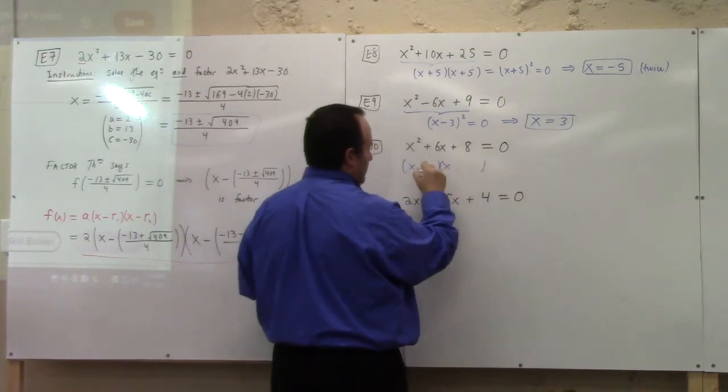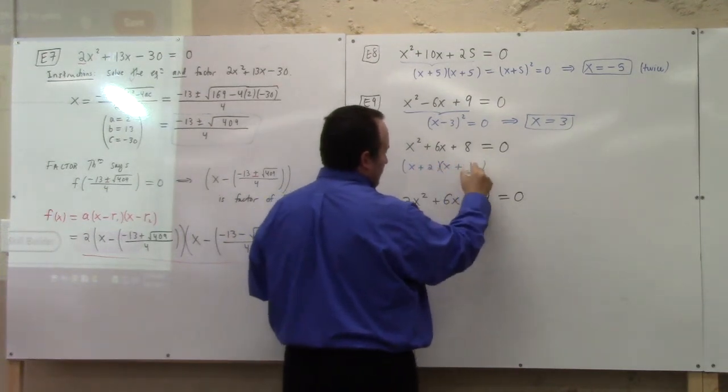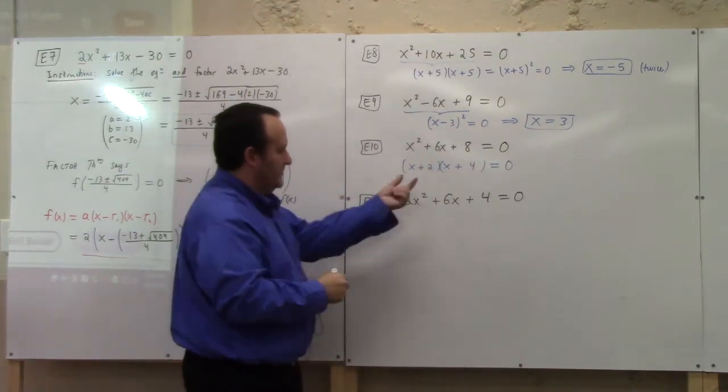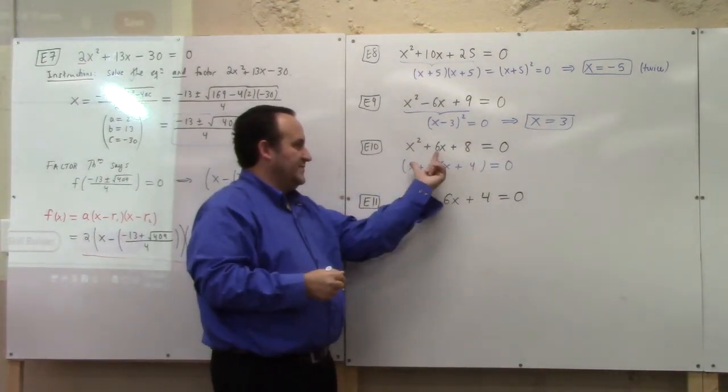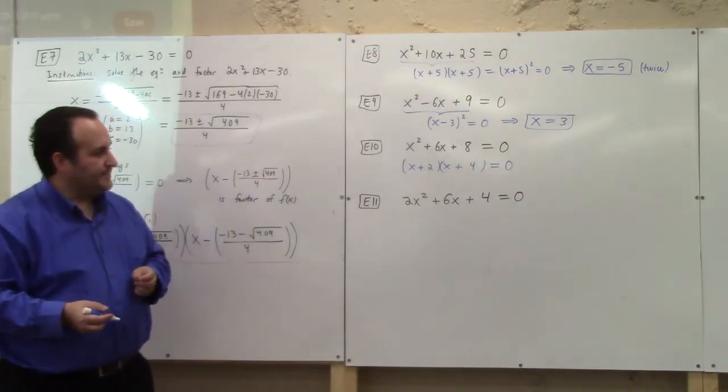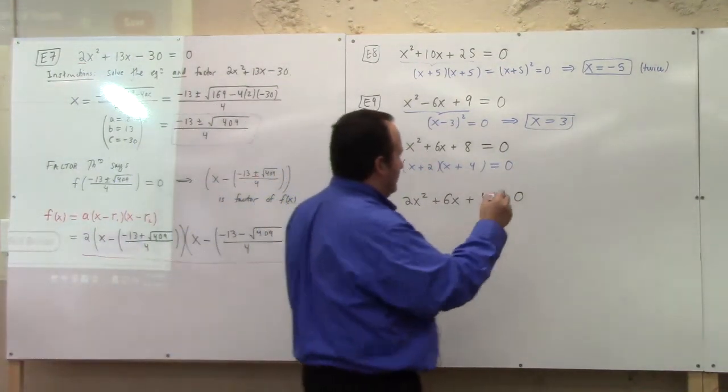I heard a 2 and a 4. Very good. (x + 2)(x + 4) equals 0. And we should always check it, multiply it out, right? 2x plus 4x gives me the 6x. 2 times 4 gives me 8. x times x gives me x squared. We're good. So that tells me x equals what and what?